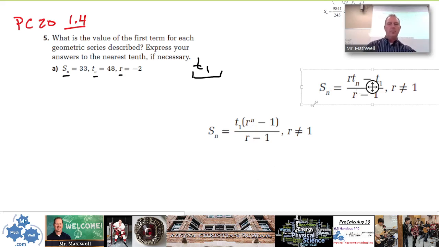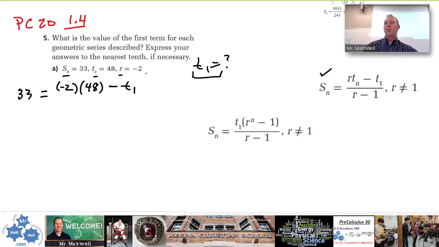All right. So let's use this one over here, and I'm going to put 33 as S of n. Equals R, negative 2, times T of n, which is 48, minus T of 1. Okay, so that's unknown. That's what we're trying to find. We don't know that, so we'll leave that just as T of 1 in the equation. Divided by R minus 1, so negative 2 minus 1. Okay, so now we just simplify for T of 1. We have to isolate T of 1. So let's do a couple steps together at once. This is going to be negative 3 down here.